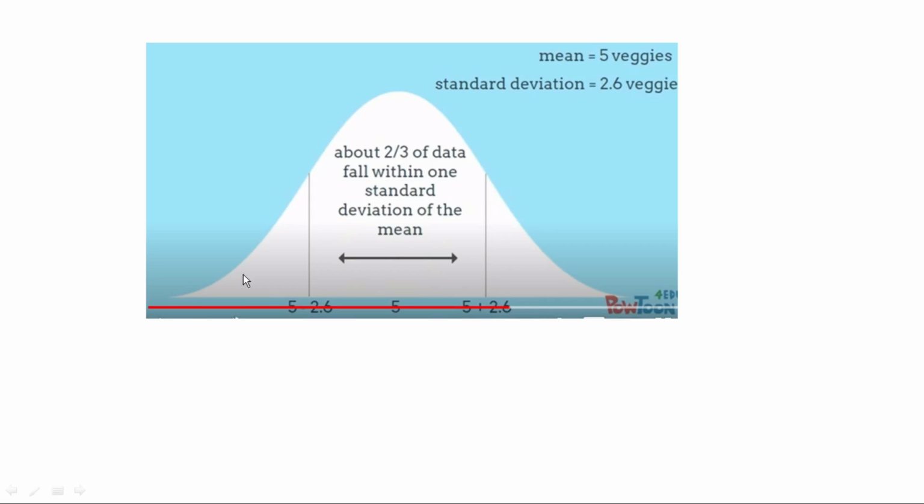But if you look at this particular portion, the distal portion over here, that gives rise to almost 2/3 of the data. Out of that particular 5, 2/3 of the data, that is around 2.6, lies here in this particular portion, that is called the standard deviation. So about 2/3 of the data fall within the standard deviation of the mean.